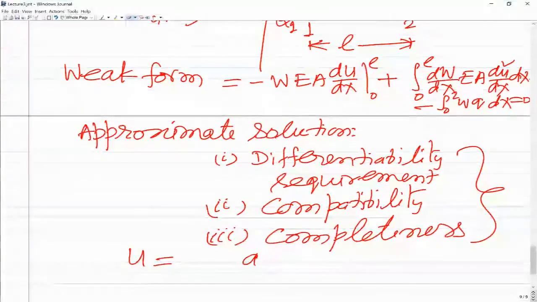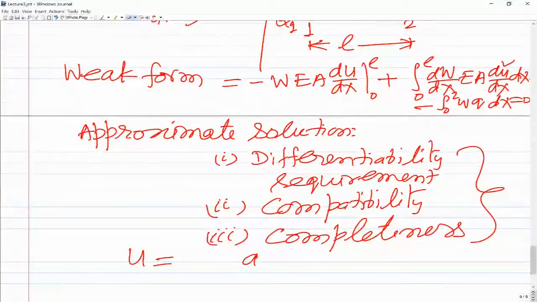Based on the differentiability requirement from the integral term, whatever approximate solution we assume should be differentiable once. If it has to be at least differentiable once, then it should have a linear term, so say we choose a polynomial with a term a1 into x. Then the completeness requirement is there. If we have a linear term, then at least a constant term should also be there. If we have a quadratic term, then the constant and linear terms should be there. That satisfies the completeness requirement. So we should have something like a naught plus a1x.